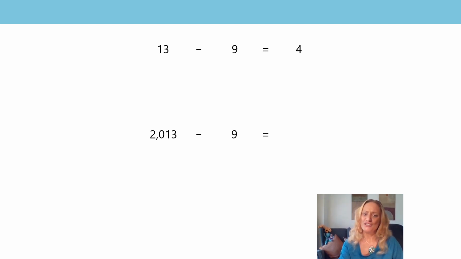What strategy would you need to use though? So you know that 13 subtract 9 is 4. What do you notice about these two subtractions? The subtrahend has stayed the same, hasn't it? And which generalisation is this?